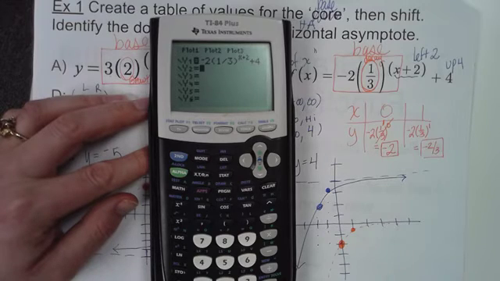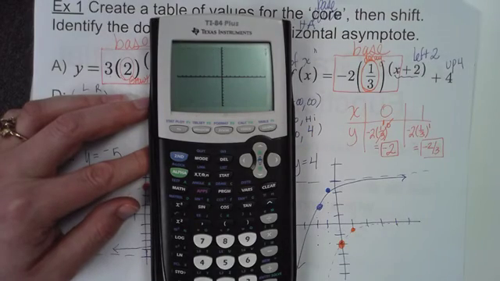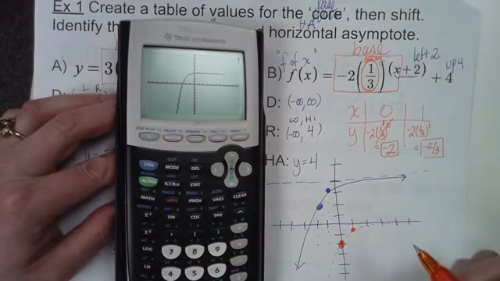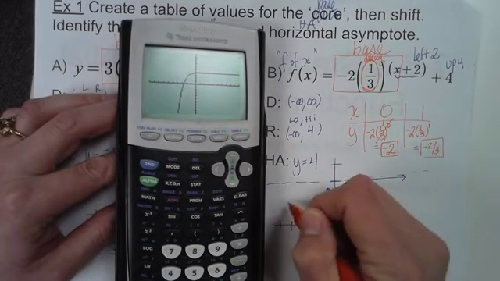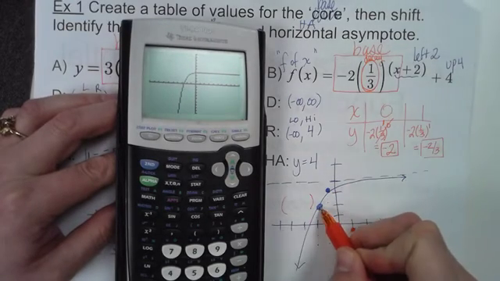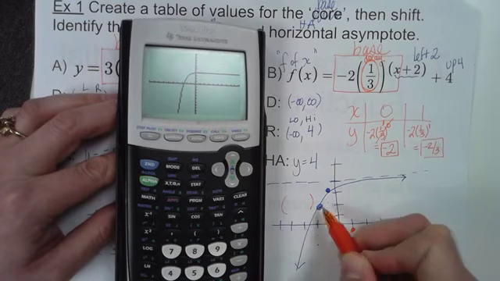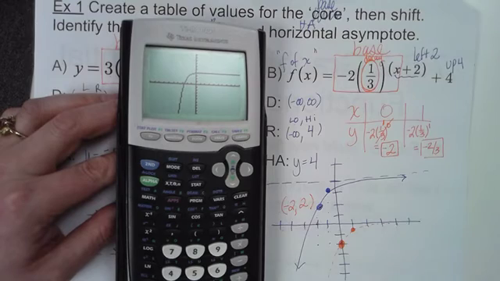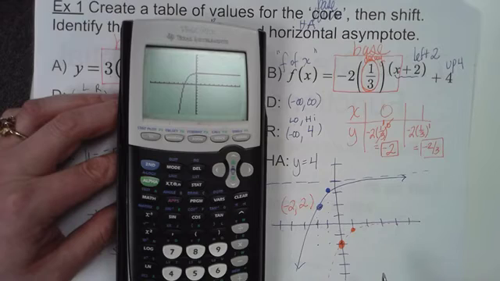Is anyone not working? All right, I'm going to show you one more thing. This point right here, I believe I have as negative 2, 2. Do you see that point right there, negative 2, 2? Okay. We can actually check it using our calculators.